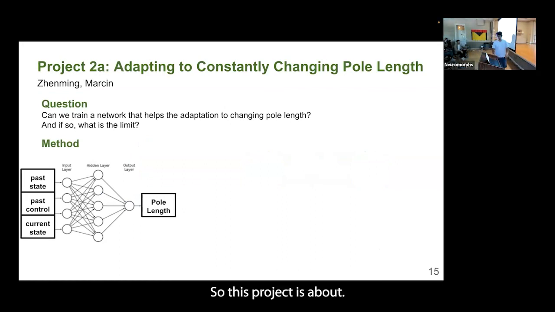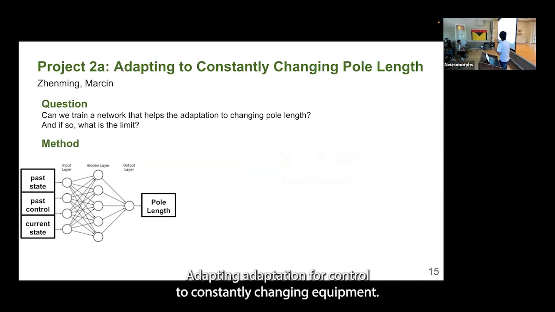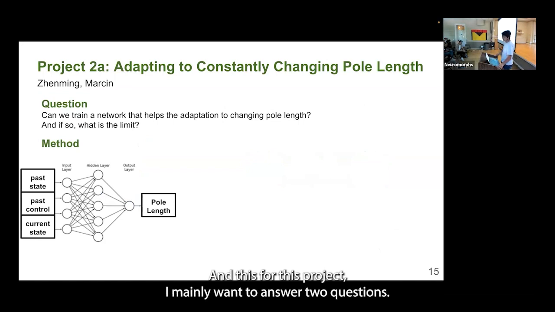So this project is about adaptation for cart-pole to constantly changing pole length. And for this project, I mainly want to answer 2 questions. First, can we actually train a network that helps adaptation to changing pole length? And secondly, if that works, what is the actual limit?